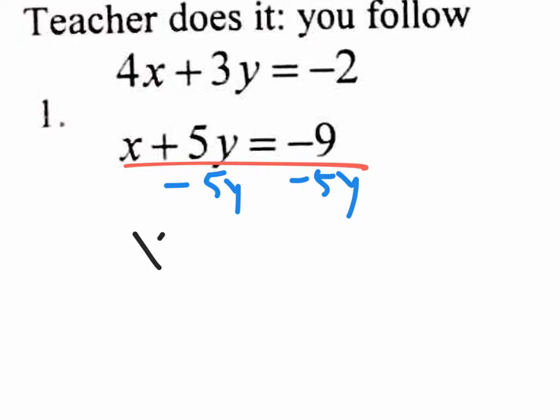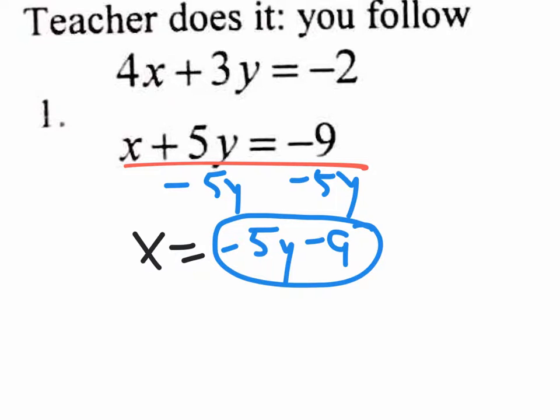Now I have X equals negative 5y minus 9. So what I've done is step one, I picked an equation and I got a letter by itself. So I have X equaling this stuff right here. Does that make sense? That was step one. What is step two? Take that variable expression and plug it into which equation? The one you haven't used, which in this case is the top one.